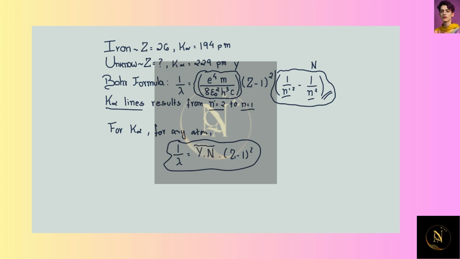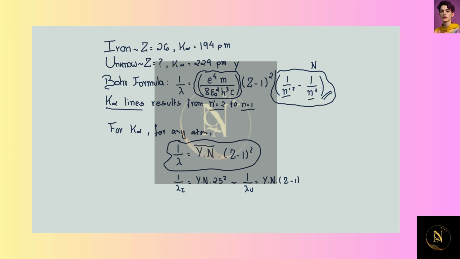Then we can use this equation, plugging in the values for both the iron and the unknown element. Doing so for the iron results in 1 over lambda iron equals Y times N times z minus 1, which is 25, squared. On the other hand, doing this for the unknown element, we get 1 divided by lambda unknown equals Y times N times z minus 1, where z is the atomic number of the unknown element.